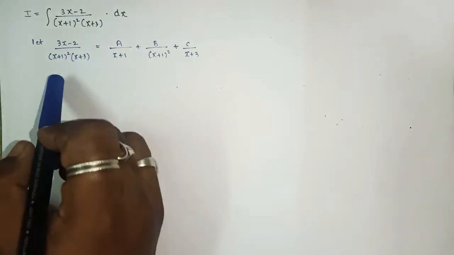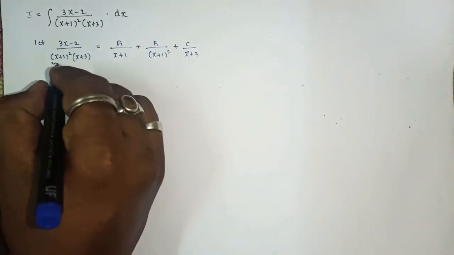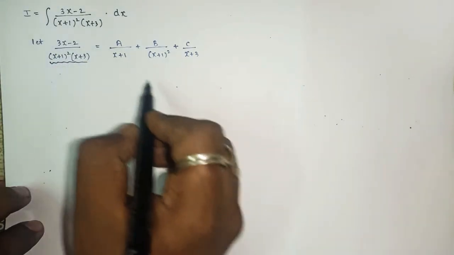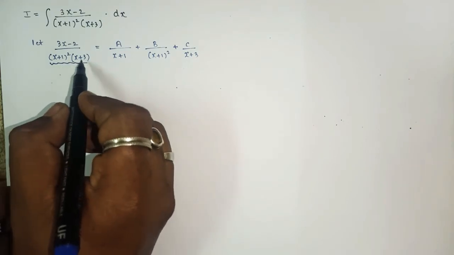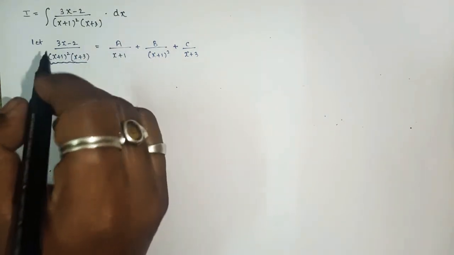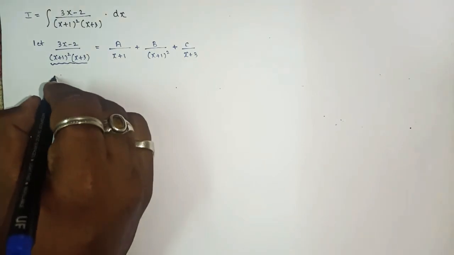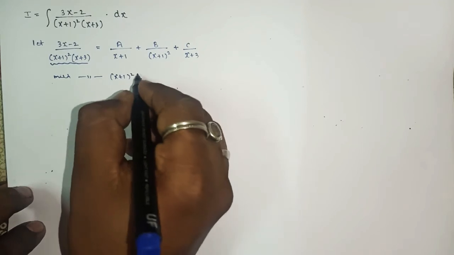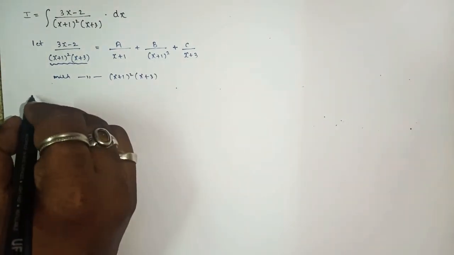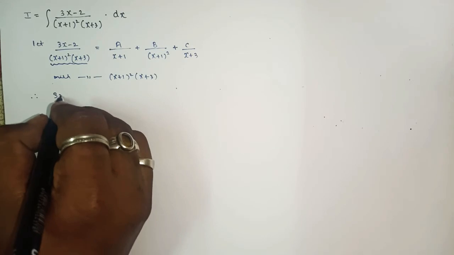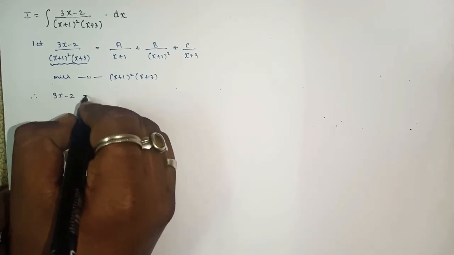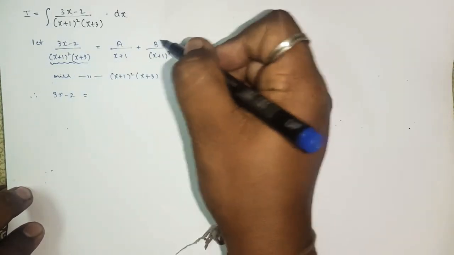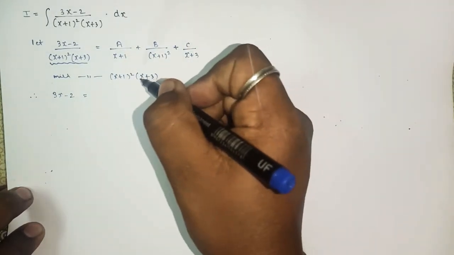Or else simply multiply throughout by x plus 1 the whole square and x plus 3, meaning multiplying each and every term by x plus 1 the whole square times x plus 3. So here if we are multiplying each and every term by x plus 1 the whole square and x plus 3, let's see what you will get. Here you will get only 3x minus 2, as this part will get cancelled.